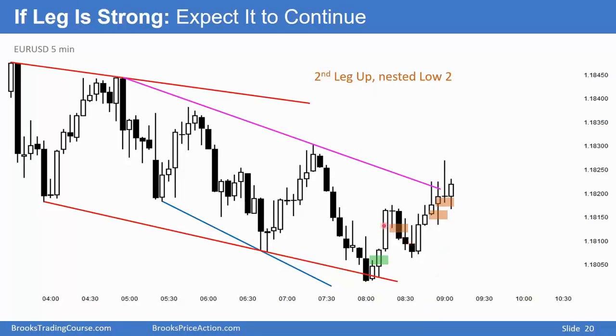We have a nested low 2. We have a low 1, pullback, low 2, low 2. So either one of these is a low 2. And the second leg up is also a low 2. Yet it looks like it's failing.